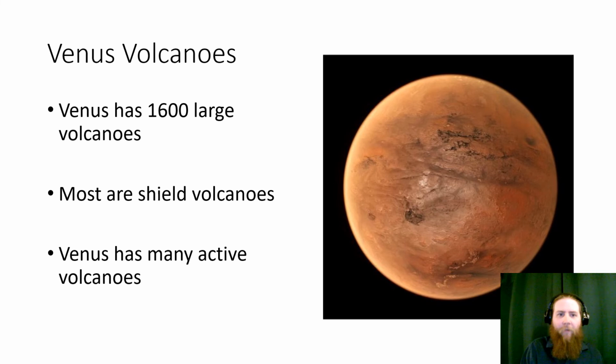There are Venus volcanoes. There are 1,600 very large volcanoes on Venus. Most of them are shield volcanoes because Venus's plates are much thicker than Earth's. They aren't moving, and they aren't broken as much as Earth's are. Due to its atmosphere and the amount of sulfur we see in it, we think that Venus has many active volcanoes.